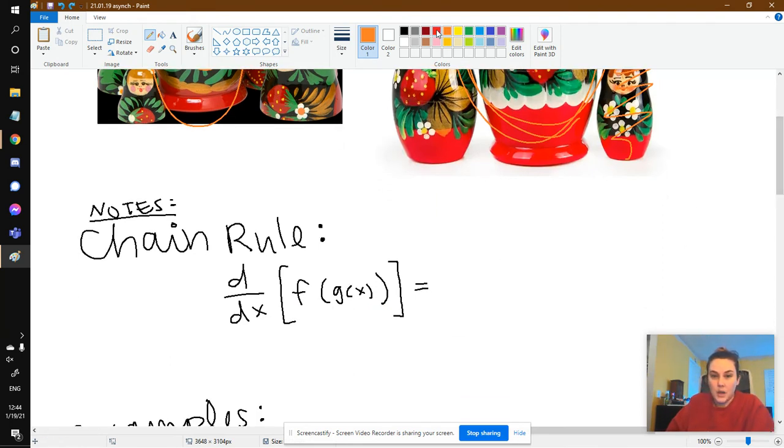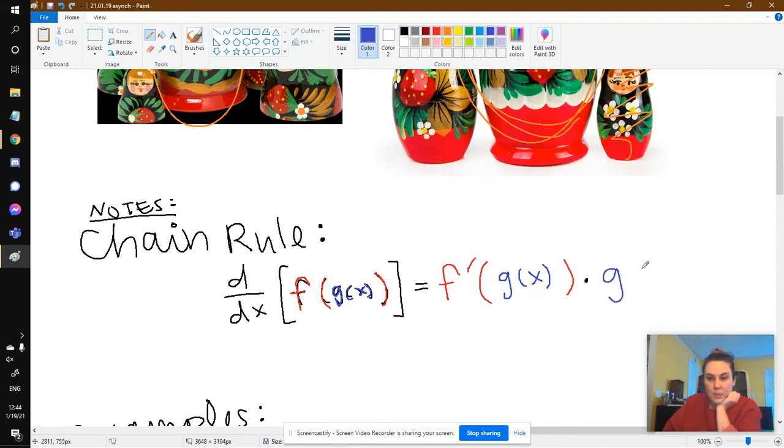The way it works, and I'm going to color code this, we're going to say f is red, and we'll let g be blue. The way we take this derivative is we take the derivative of the outside, leave the inside as the inside, and then multiply it times the derivative of the inside. So in our Russian nesting doll of functions, we take the derivative of f, g is still inside that Russian nesting doll. Then we pop it off, have only g, and take the derivative of g. And g has no more dolls in it, because it's just x.